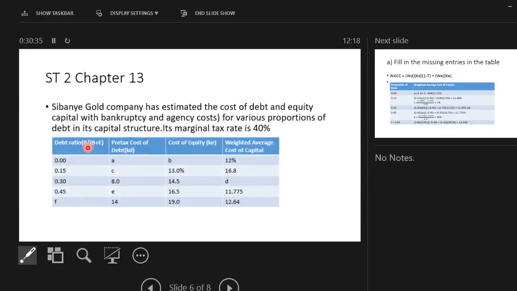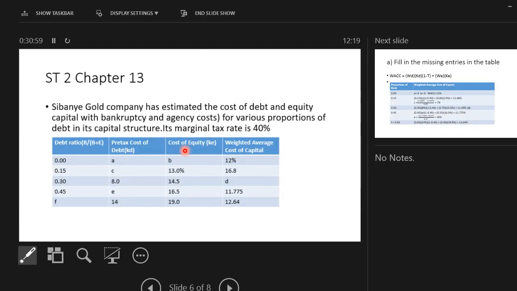I'm telling you, the professor said it's very, very important, so it's likely to come in the exam as well. So you have got the debt ratio, and then there is the pre-tax cost of debt. It's part of the question.